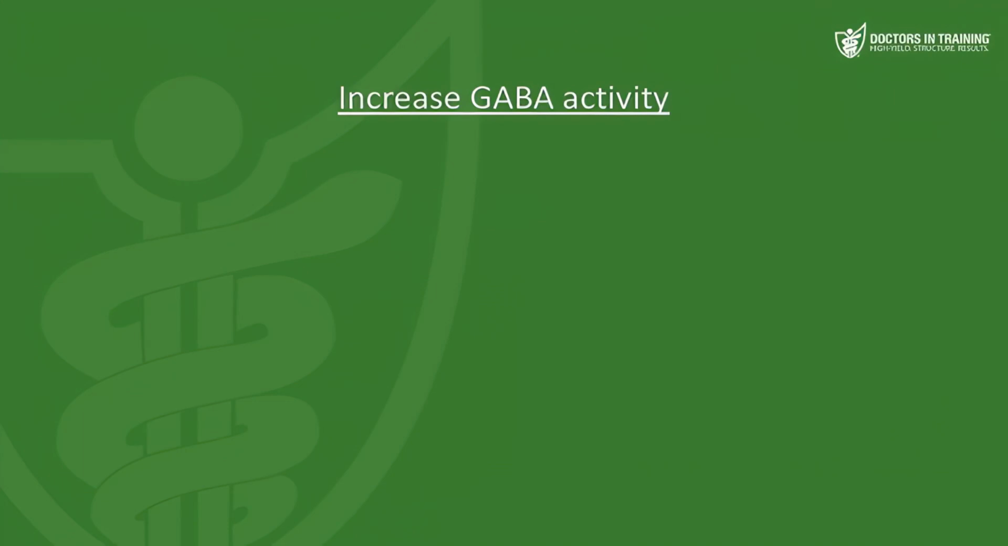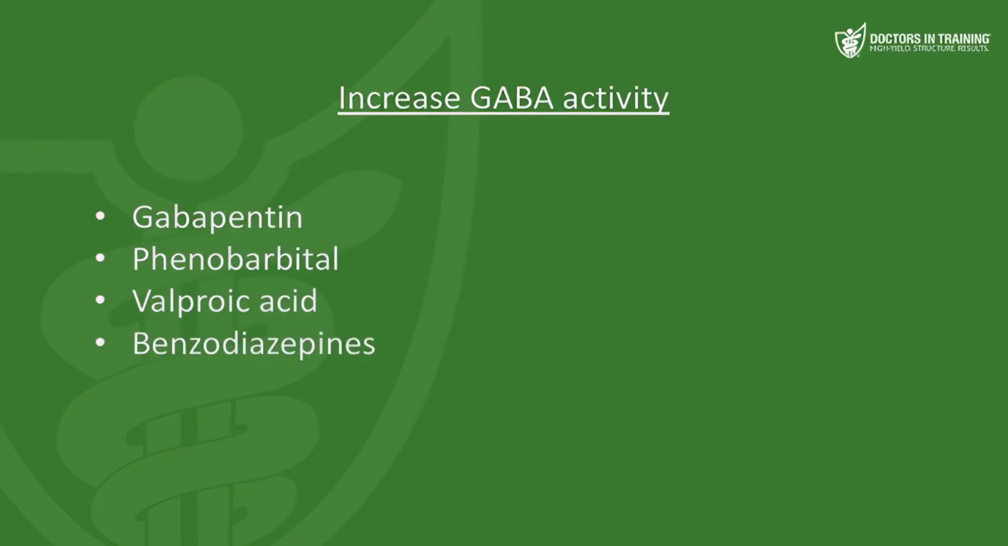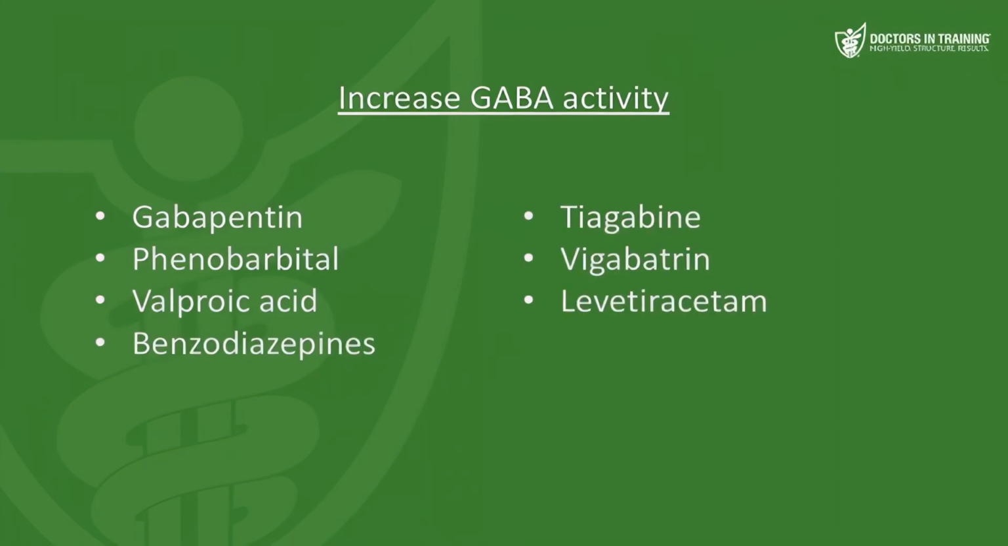Second, some drugs will increase GABA activity. Remember that GABA is the chief inhibitory neurotransmitter in the CNS. Again, this will decrease neuron excitability and decrease seizure activity. These drugs include gabapentin, phenobarbital, valproic acid, benzodiazepines, tiagabine, vigabatrin, and levetiracetam.